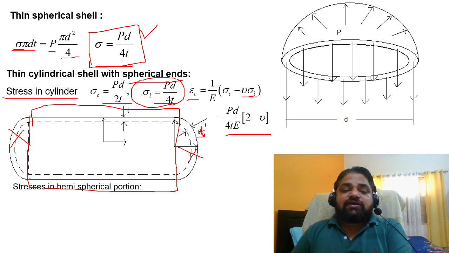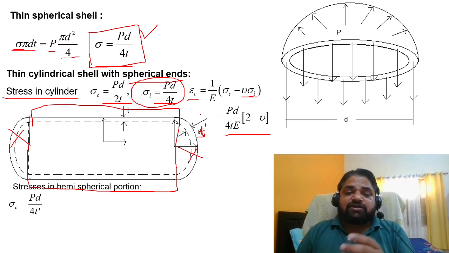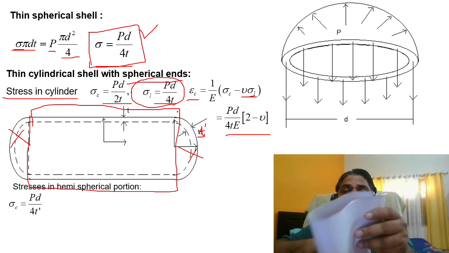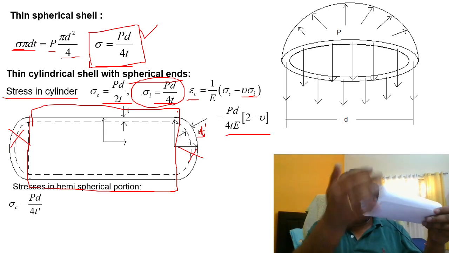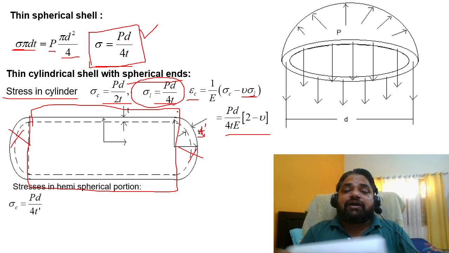Now for the stresses for the hemispherical section, it is pd by 4t prime, because we have taken t as t prime. If there is a mismatch of the t, I am talking about the thickness of the plate we utilized to make the cylinder and the ends. It may not be very high or very low. So what should be the value?